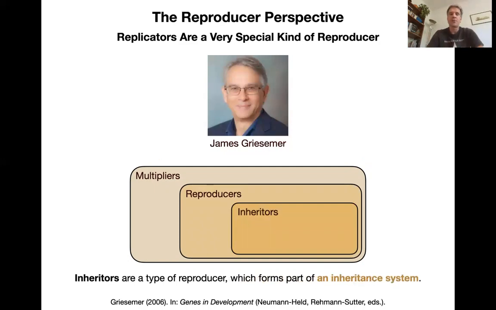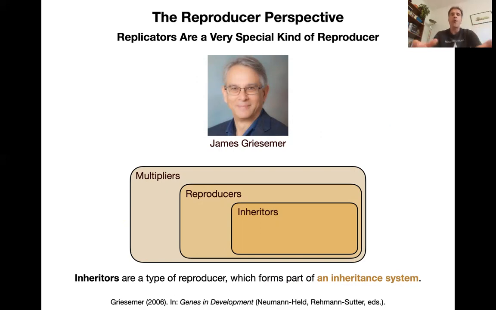Inheritors, this is a new term, are a type of reproducers, defined as reproducers that form part of an inheritance system. There can be reproducers that don't form part of an inheritance system. So they are not directly involved in propagating characteristics of the organism across generations. Okay, they can work in development or in interaction with the environment. They can have all the necessary features of a reproducer, but not be involved in inheritance.